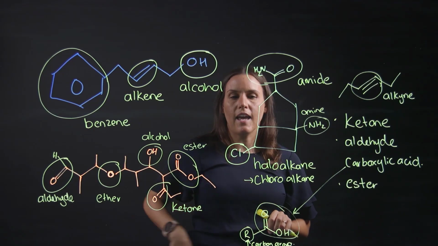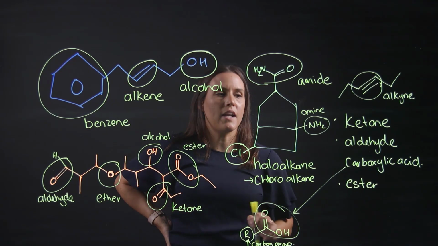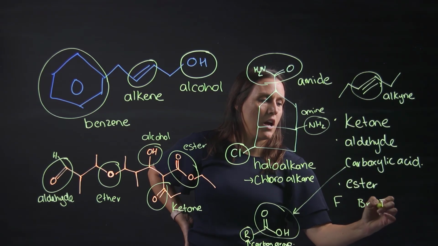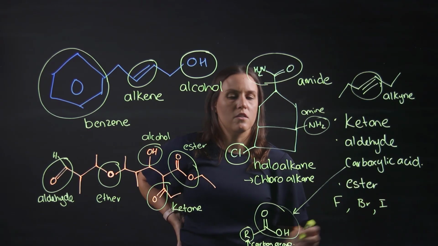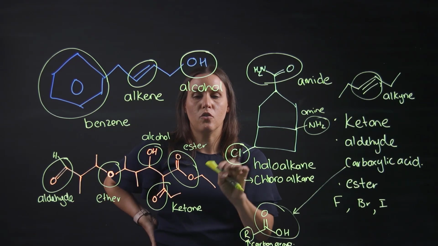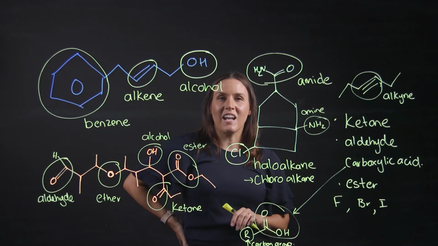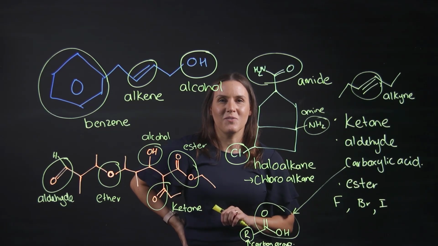We've got a haloalkane. Another halogen that you might have is a fluorine, a bromine, or an iodine are fairly common. So those ones in the place of chlorine. Okay, so that's line diagrams and identifying some basic functional groups. Thank you.